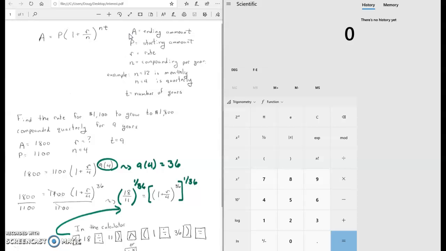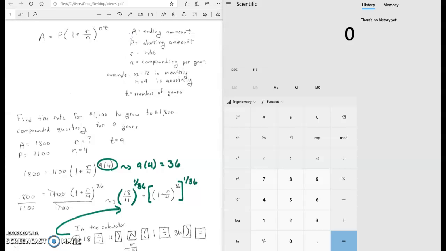A is going to be the amount that you end up with. That might be the amount that you owe at the end, or if you're investing, that might be the amount that you get from the bank after they've applied their interest. P is the principal, sometimes called the starting amount. I like to say starting amount because I think it makes more sense. So this is how much money you have to invest, or the amount of the loan that you take out.